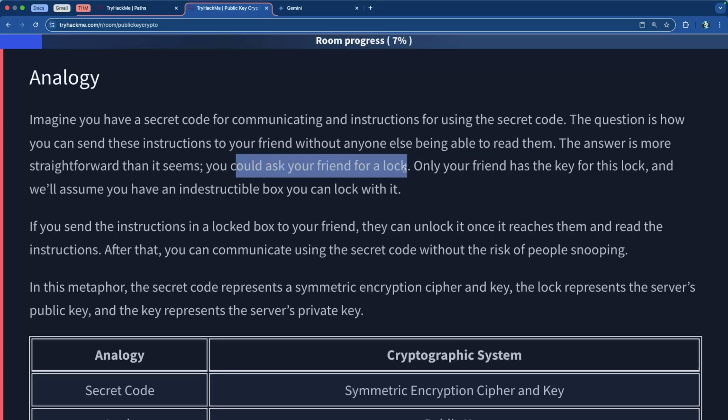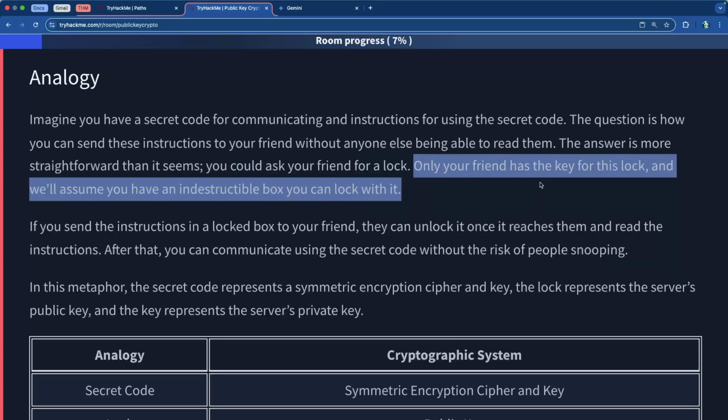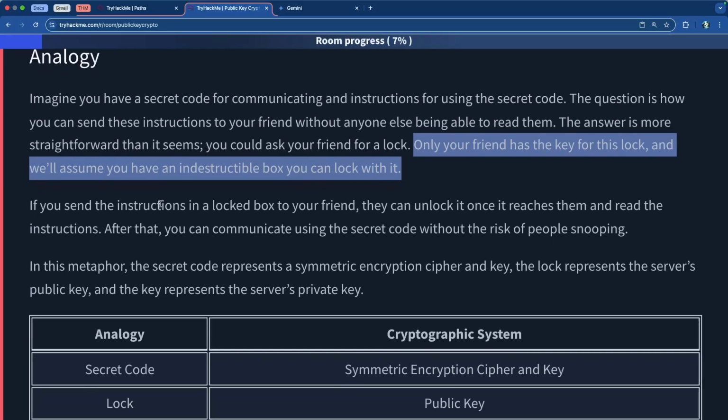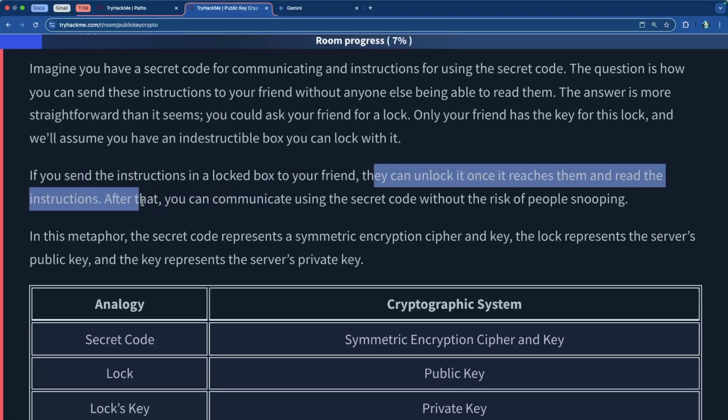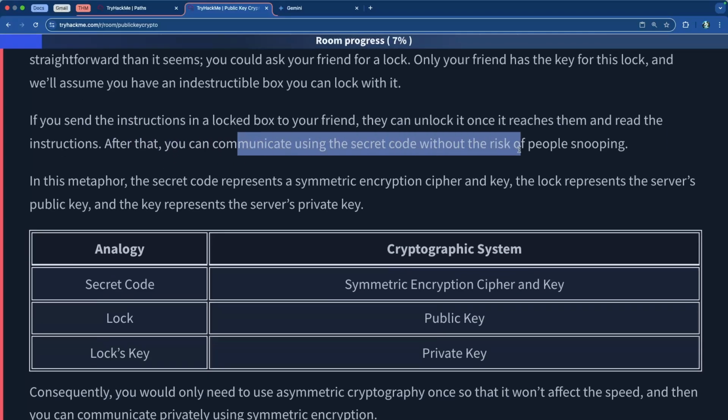You could ask your friend for a lock. Only your friend has the key for this lock, and we'll assume you have an indestructible box you can lock it in. If you send the instructions in a locked box to your friend, they can unlock it once it reaches them and read the instructions. After that, you can communicate using this secret code without the risk of people snooping.